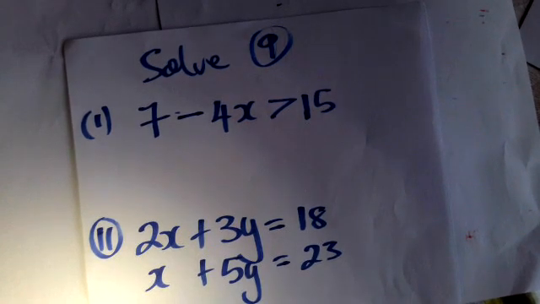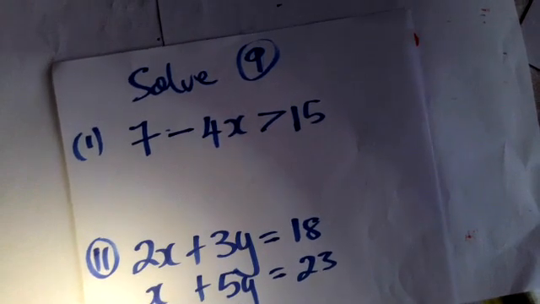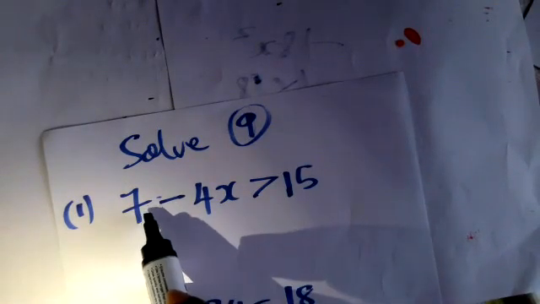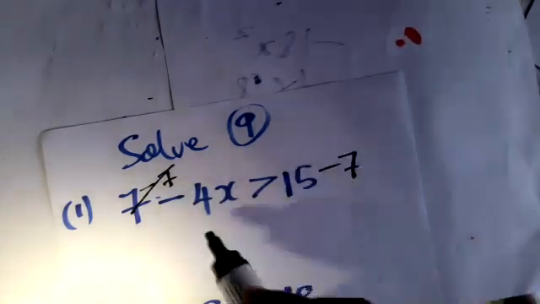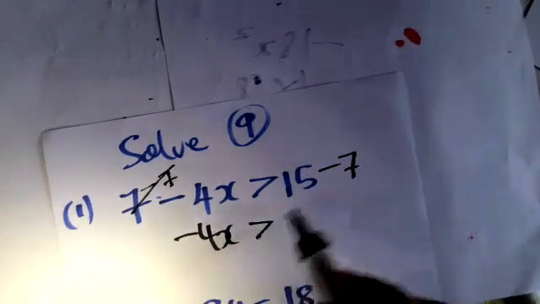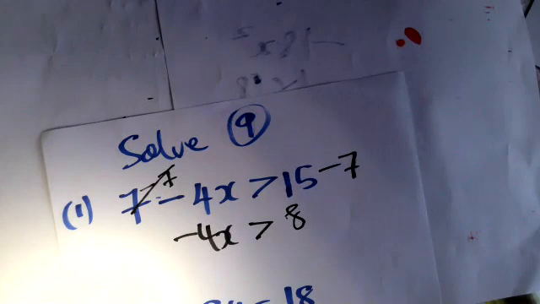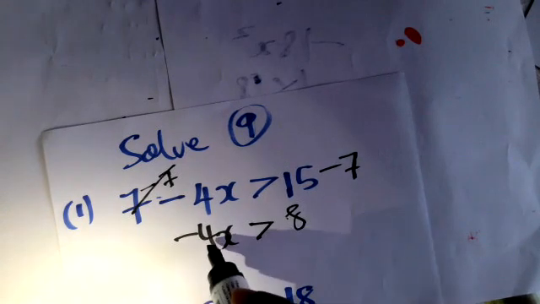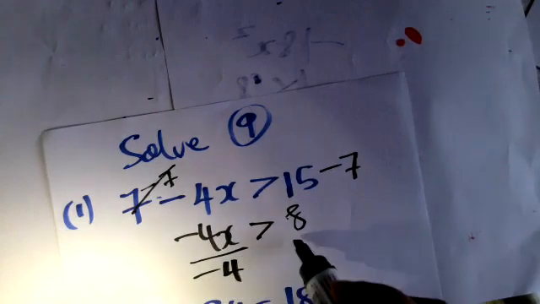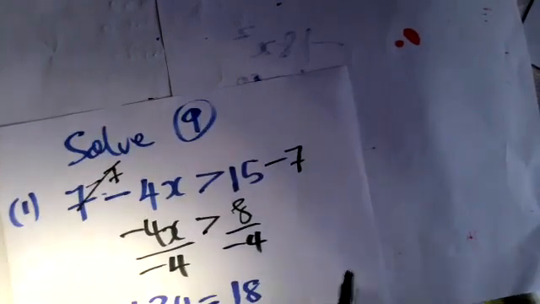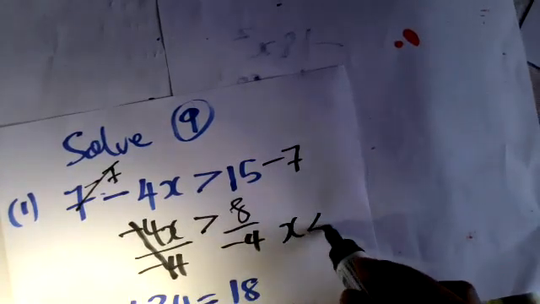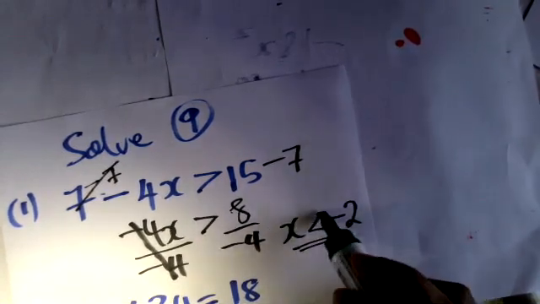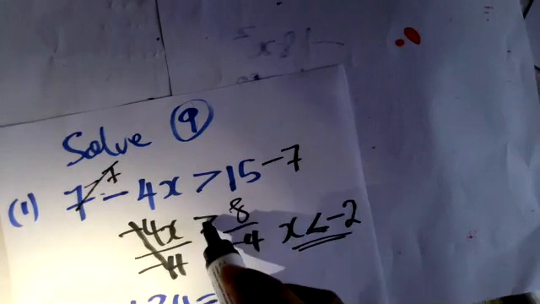All right, so let's go now. What we need to do is get x by itself. So this is negative 4x. We can get rid of this 7 by taking the inverse, which is minus 7. I know you guys did this. So negative 4x is greater than 50 minus 7. That gives us 8. But you guys didn't know that when you're dividing by a negative, you have to change the sign. So x is less than negative 2. Once you're dividing by a negative, the sign has to change.